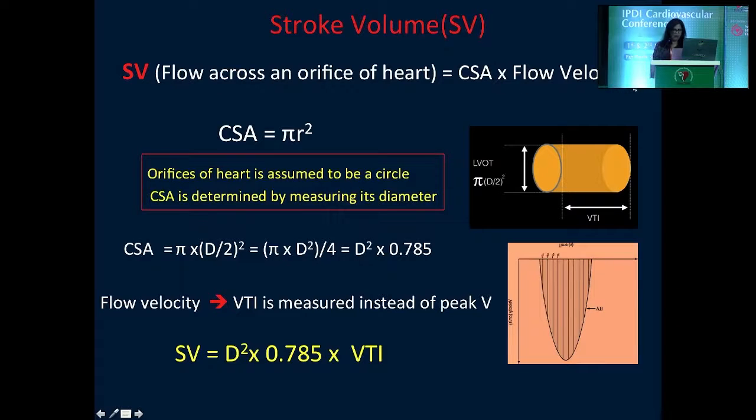And for flow velocity, we measure the VTI, velocity time integral, instead of peak velocity. This is because the heart is a pulsatile structure and its velocity changes from time to time. As you can see in T1 this much, T2, T3. So what we do, we trace and we integrate so that all the velocities are covered.